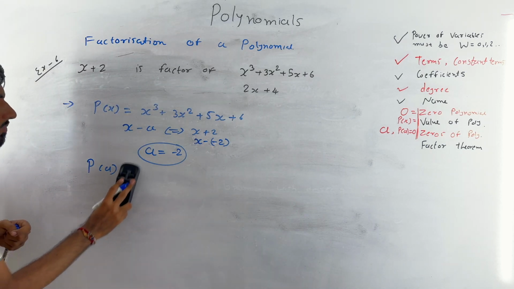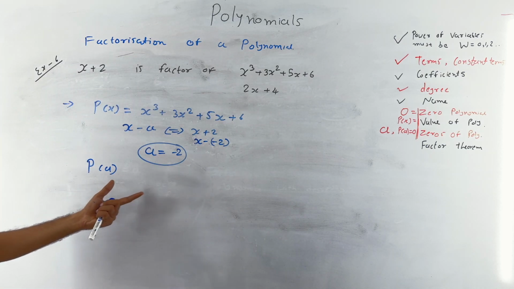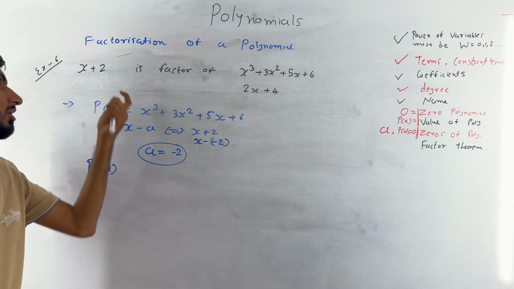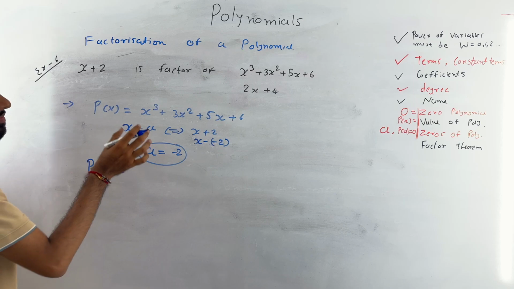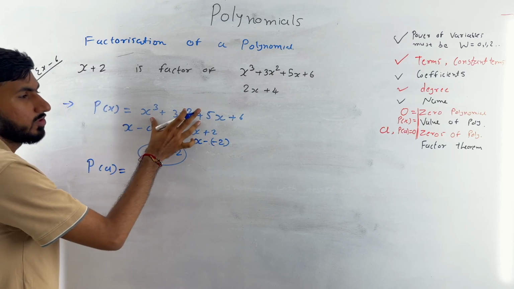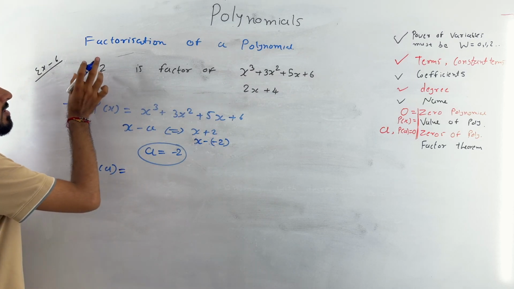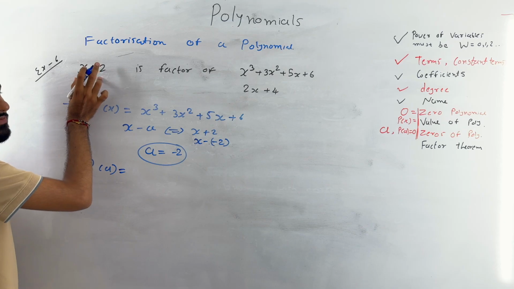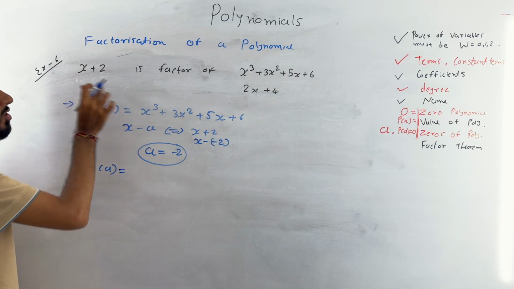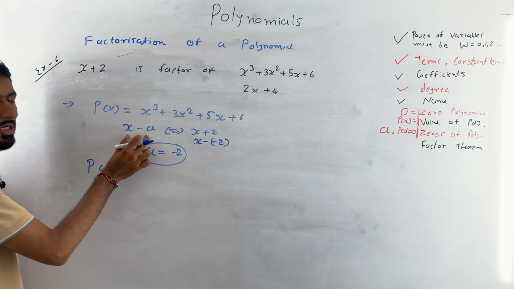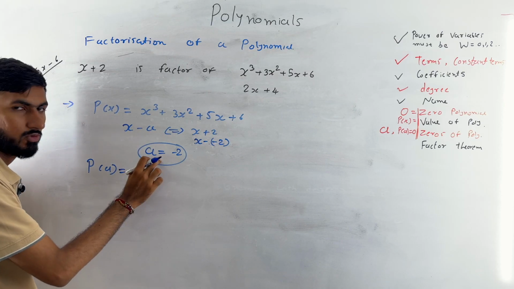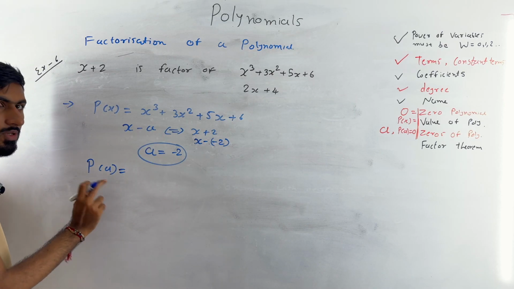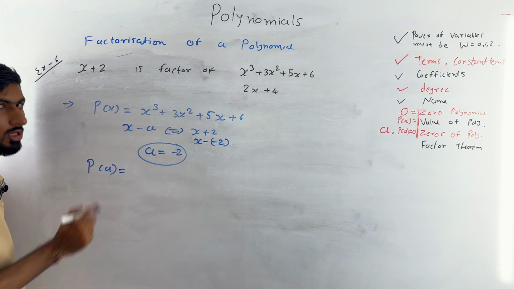So I have to find P of a. If my P of a is 0, then yes, this is a factor of this polynomial, right? So the first step is we have P of x equal to this polynomial. Now if I want to check whether this is a factor of that polynomial, yes or no, I have to compare it with x minus a, find the value of a from that polynomial, and then find P of a, putting this value in P of x.